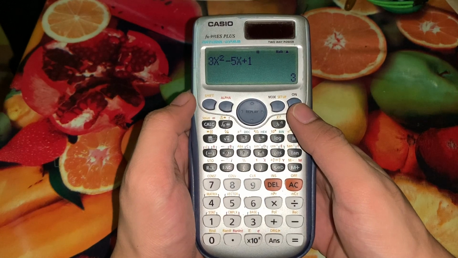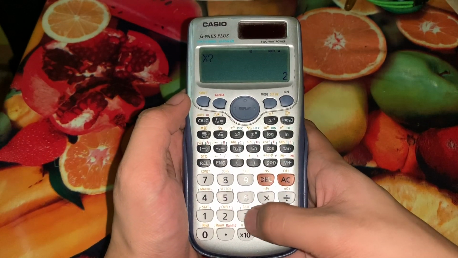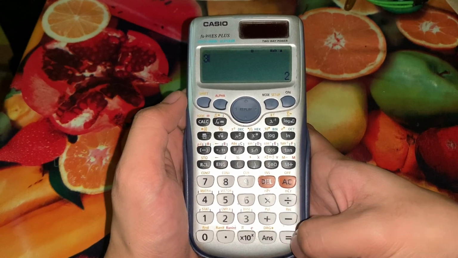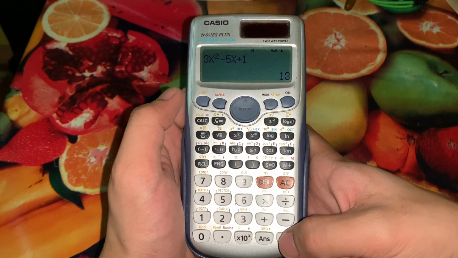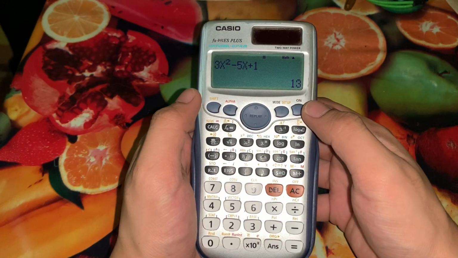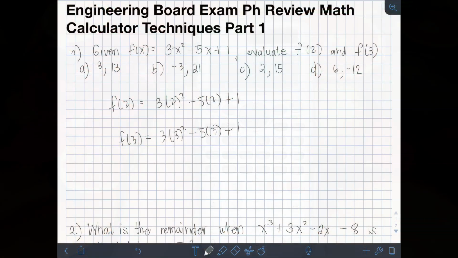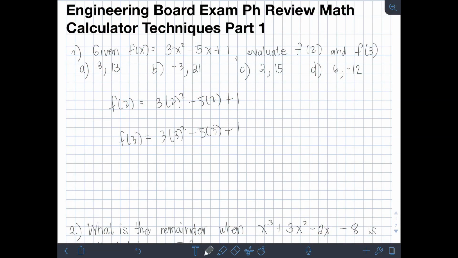Tapos, yung isa pa, yung f of 3 naman, press nyo ulit itong calc. This time, input nyo naman sa x ay 3 para masolve yung f of 3. Then, press equal sign. So, therefore, f of 3 is equal to 13. So, therefore, our answer is 3 and 13. Okay? Our answer is letter A, 3 and 13.